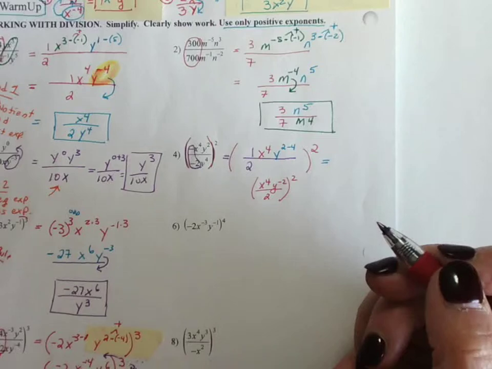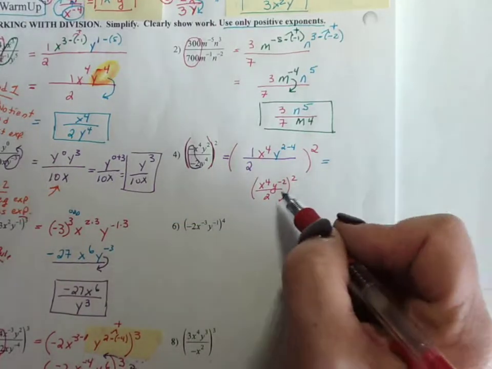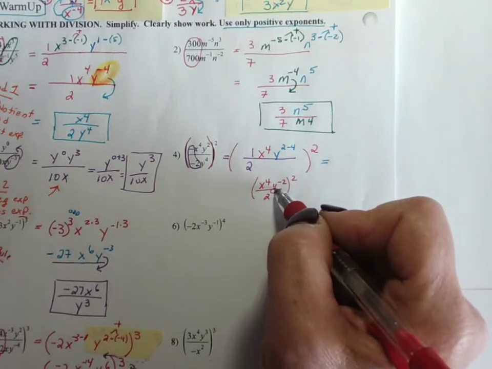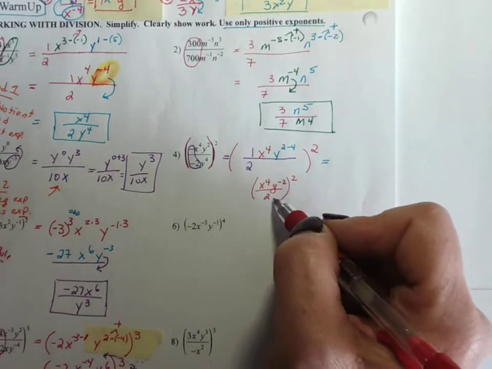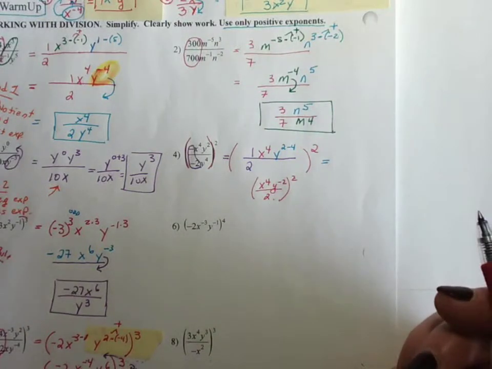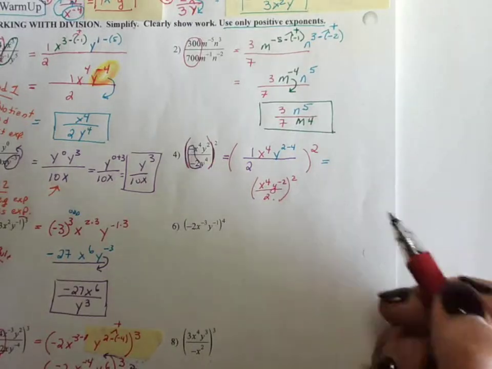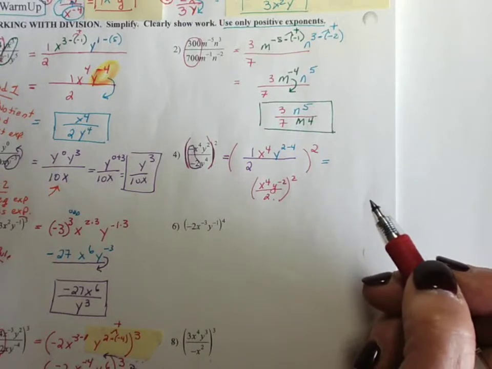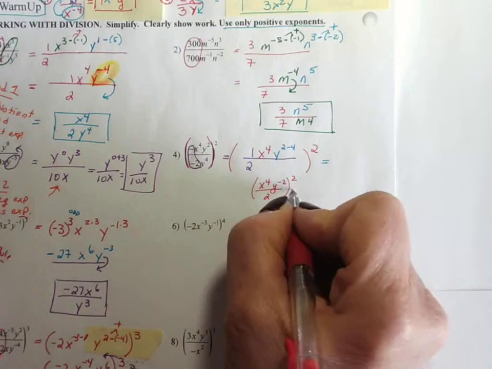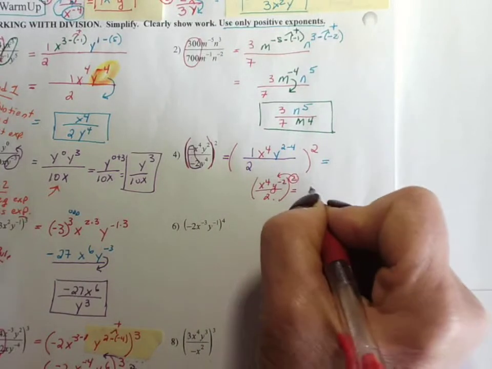Now again, there are a number of different ways to do this problem. Someone may choose to take that y to the negative 2 and put it in the denominator before they do the distributing. Or they could distribute and then put it in the denominator. I'm going to distribute.